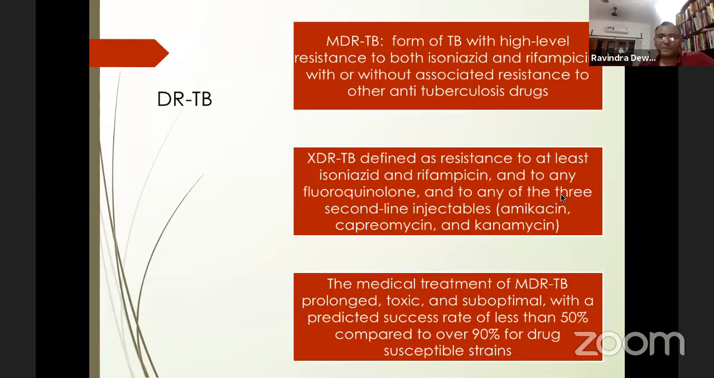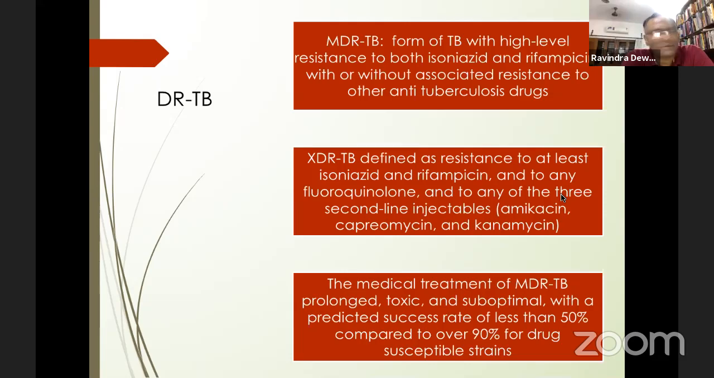Various medical management protocols are defined. The medical treatment of MDR-TB is prolonged, toxic, suboptimal, with a predicted success rate of less than 50%, compared to over 90% for drug-susceptible strains. Now, this is a general understanding. But of course, in the Global TB Report 2019, multi-drug-resistant TB has a success rate of 56%. XDR has a success rate of 39% as of now. And that treatment also is getting further refined.